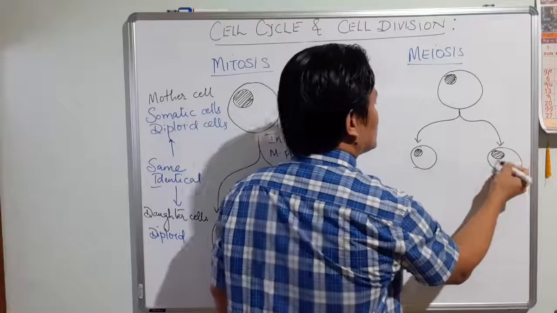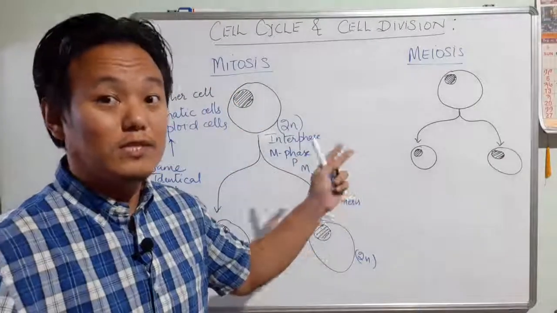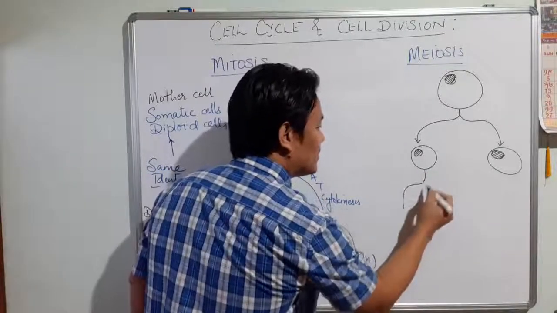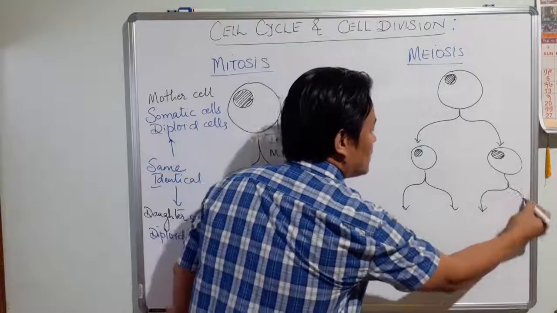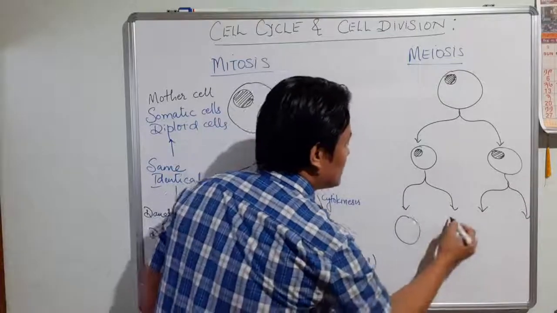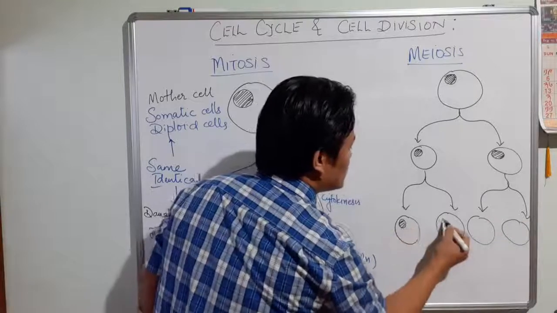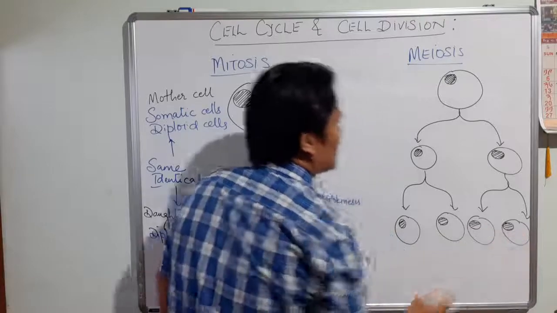It divides into two cells like this. But again, these two daughter cells will each undergo cell division to result in 4 daughter cells over here, right?